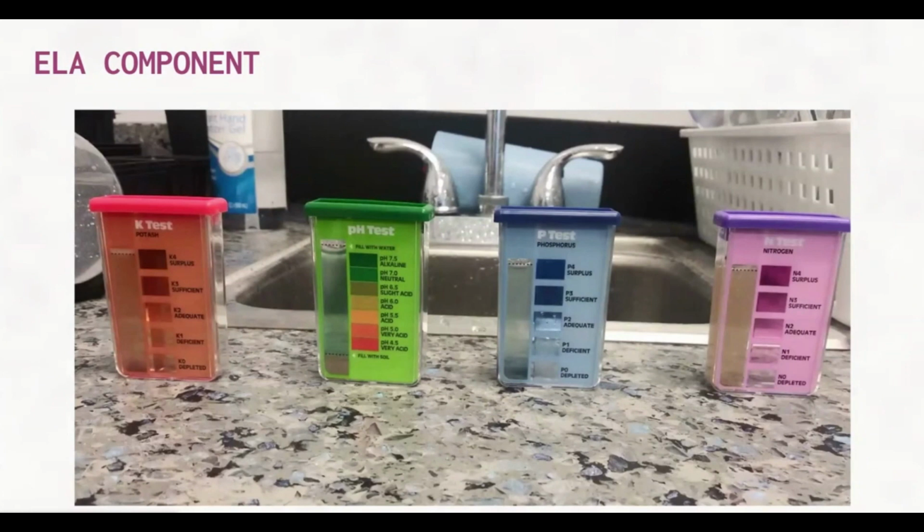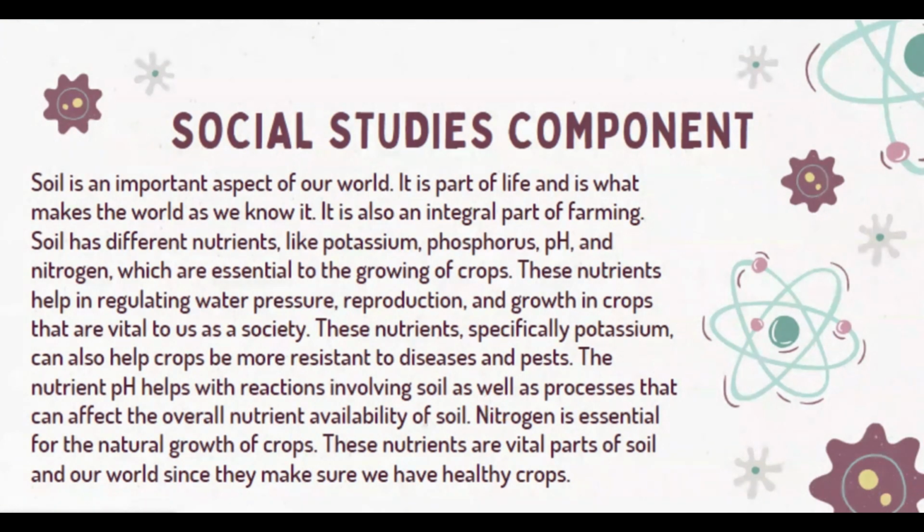Our group discussed the results and why most of the results were low in levels of nutrients. We concluded that the soil was deficient in potassium because we collected the soil from a dry, less dense vegetation area. For our social studies component, we discussed how soil nutrients are essential for society today.